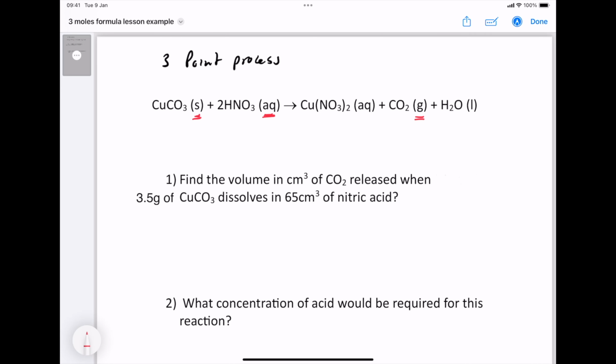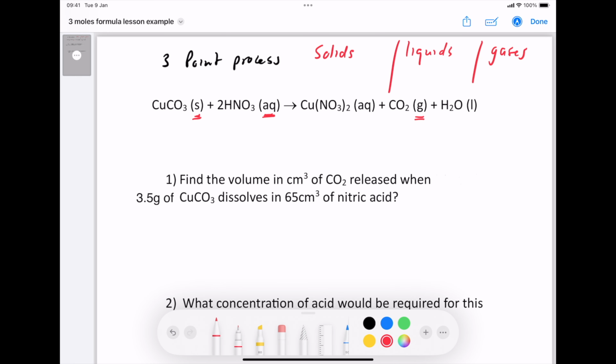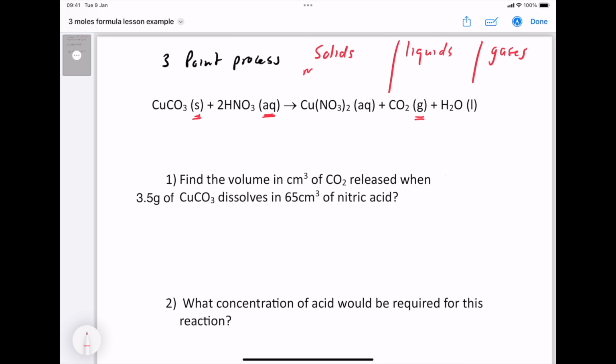So we have solids, liquids, and gases. And then for each state of matter, there is a formula. For solids, moles is equal to mass in grams over RFM. For liquids, moles equals C times V, concentration for C, V for volume. And then for gases, moles equals V divided by 24.